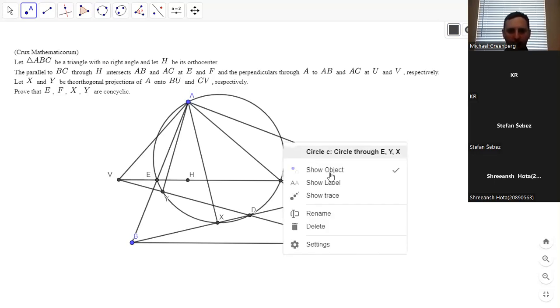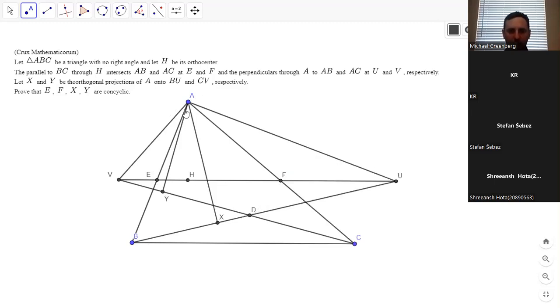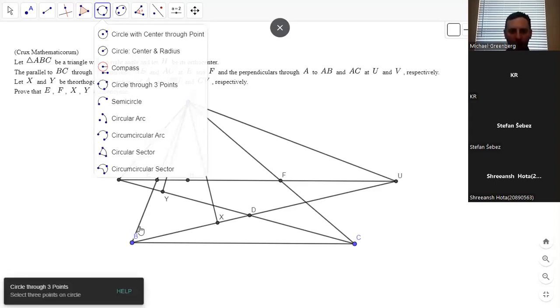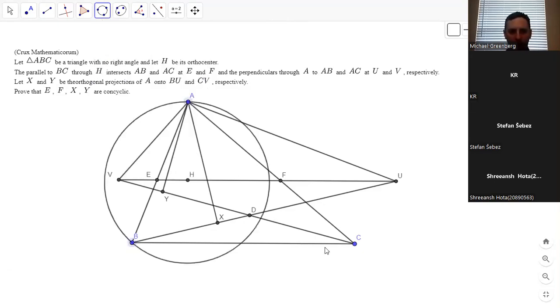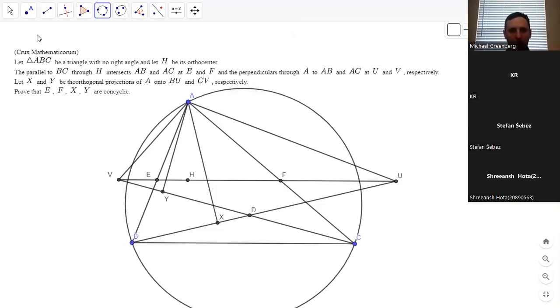Okay, so we know AYXT is cyclic. We have to show that E and F lie on that. So yeah, how do we use that H is the orthocenter? Maybe it might help to draw the circumcircle. Then the reflection of H over BC is on the circumcircle. I'm not sure.